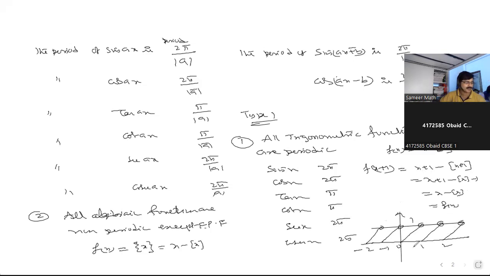Okay, shall we move on to the next one? Right. Graphically, we have seen that this is a periodic function. Suppose now I would like to define some functions. Find the period of the following functions.